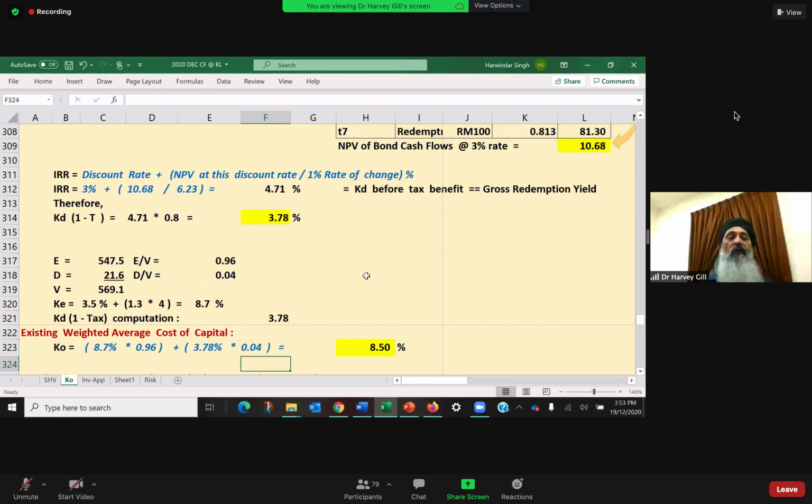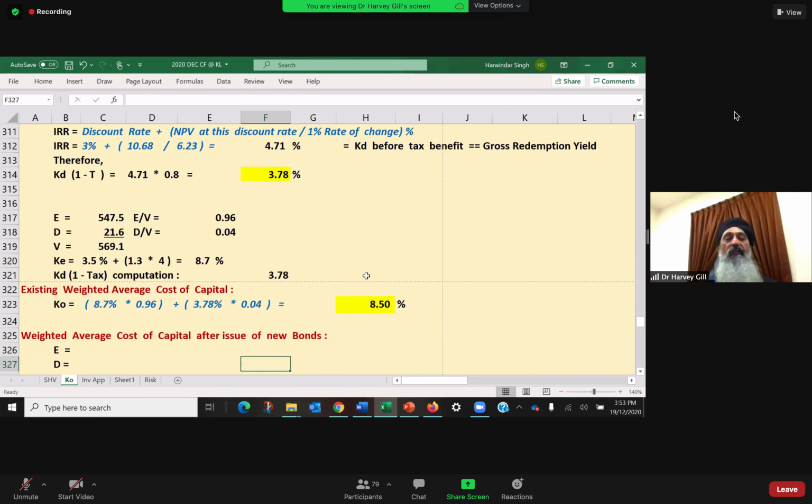So now we said equity proportion was 0.96. We did that earlier. Bonds were 4%. The value was 569. The KE was 8.7 based on our CAPM. And now we have worked out the KD to be 3.78. Therefore, our existing weighted average cost of capital for this company is 8.5%, based on this formula.